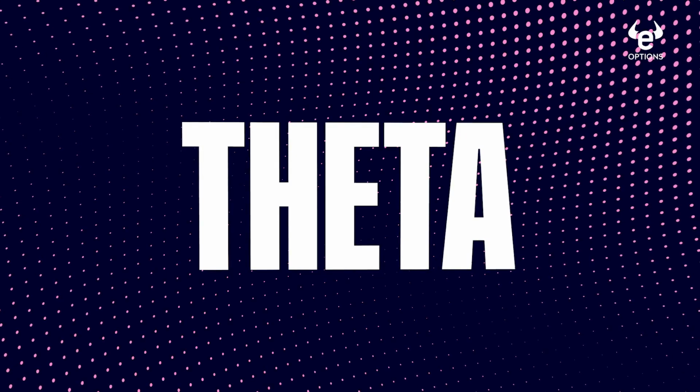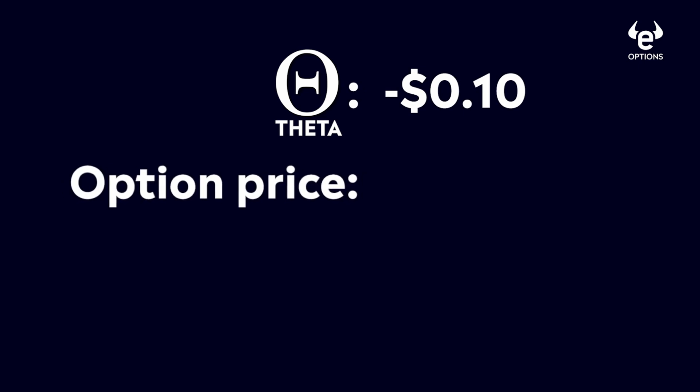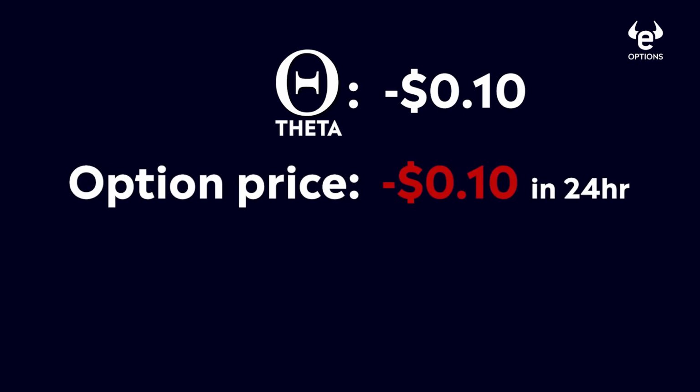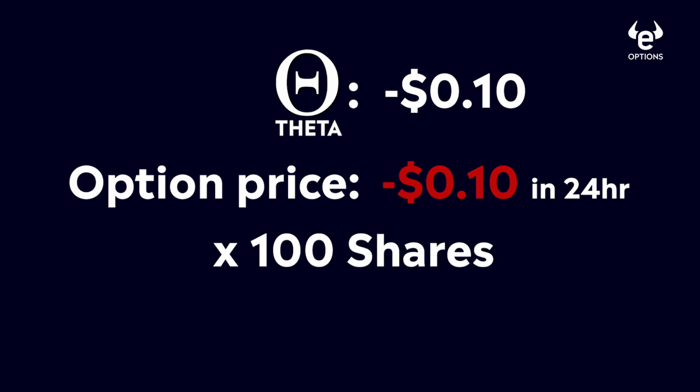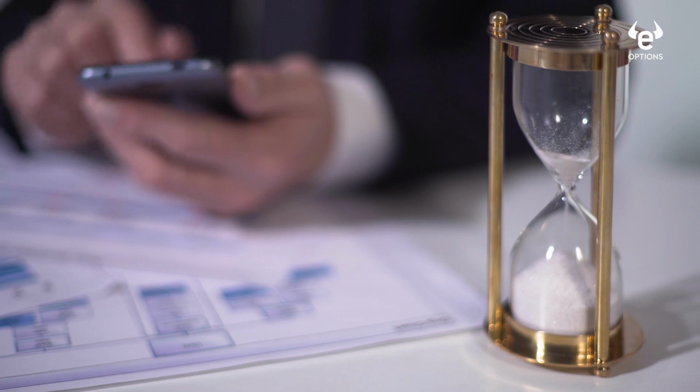Theta. Theta, just like delta, is in cents, but it's always negative because theta represents how much value the option will lose in the next 24 hours per share. A theta of negative 10 cents means that your option's price will decrease per share by 10 cents in the next 24 hours. And because the entire contract covers 100 shares, the total loss would be $10. As an options contract gets closer to its expiration, theta tends to increase, particularly in the final week to expiration, a sign that the option's time is running out.